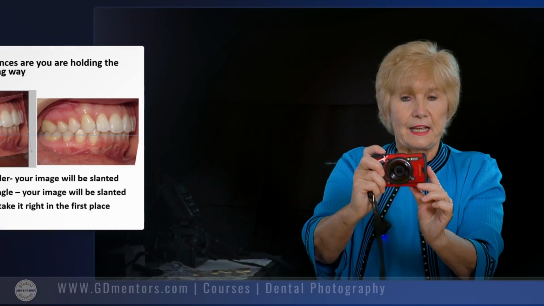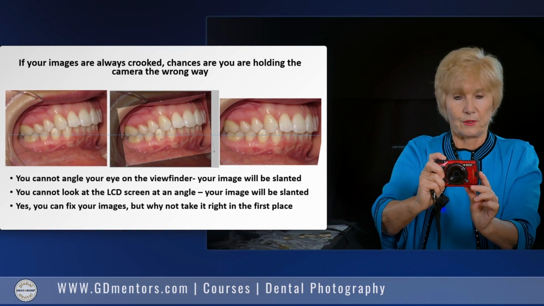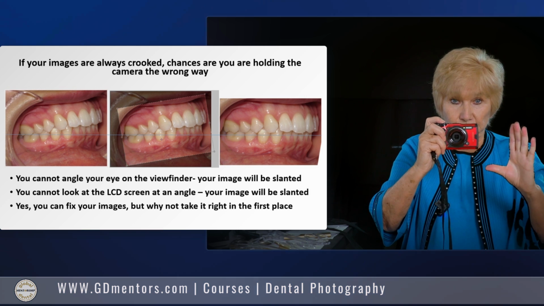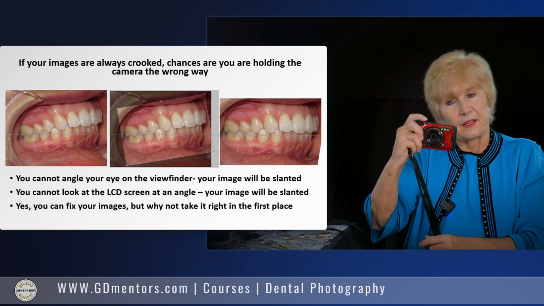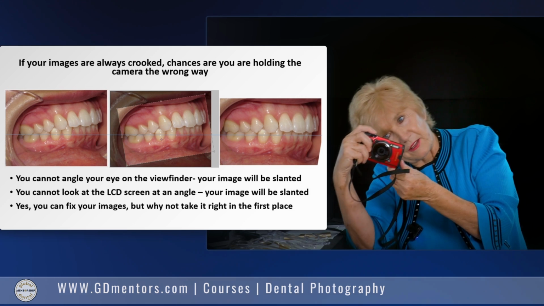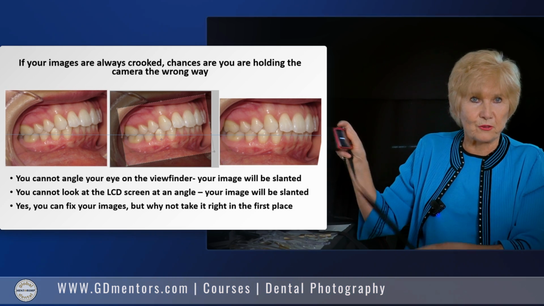With the little point and shoot cameras, of course, same thing happens. You can't take the photograph leaning over with your head tilted. That's when you get the crooked photographs. You have to turn the patient's head, and you have to place the camera perfectly so it's straight in front of the patient's mouth. Never tilting, never looking like this. It'll always be a crooked photograph.